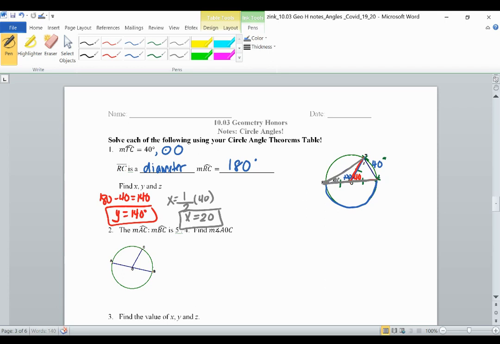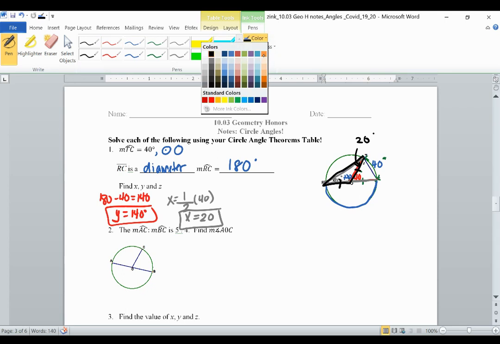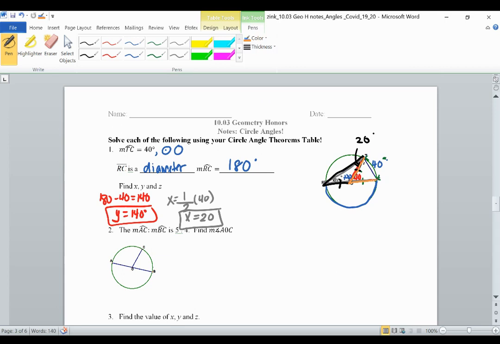I now know that's 20, and I know this was an isosceles triangle right here. This black triangle is isosceles. So this angle up here must also be 20. They didn't ask us for that. Okay, now we also see this orange triangle right here is another isosceles triangle.